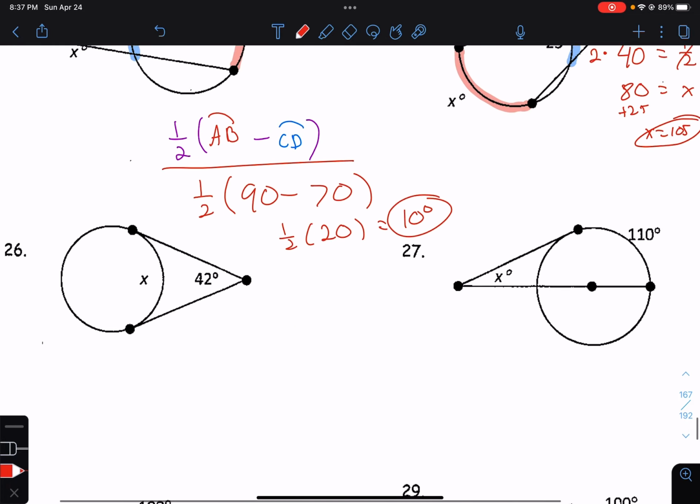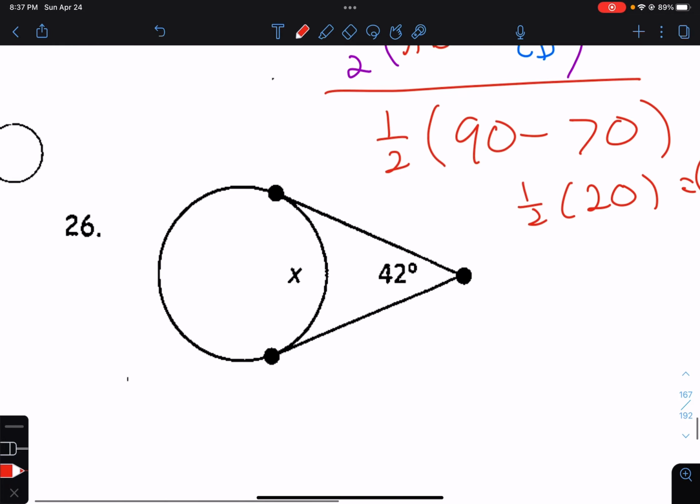All right. Okay, we're doing good, my friends. We're almost there. All right, next one we have here. This one, we've got a tangent line and a tangent line forming an angle on the outside of the circle. So this guy is going to fall under tangent, tangent.